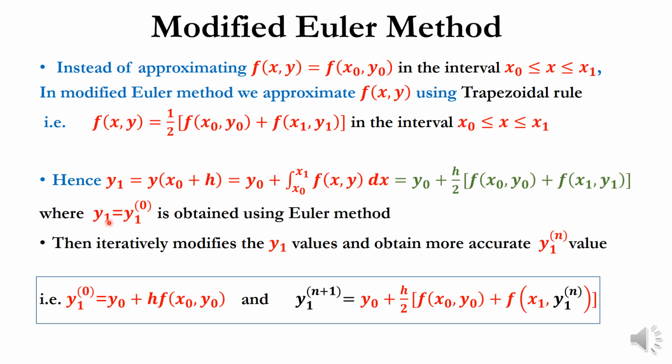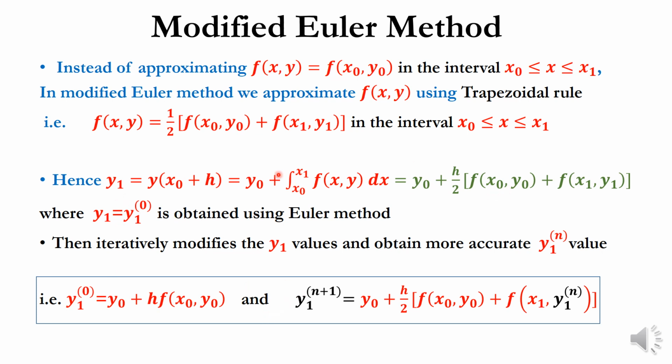So this y1 is obtained using the ordinary Euler method initially, and is written like this: y1 of 0 is equal to y0 plus h into f of x naught y naught, as we have seen in ordinary Euler method.